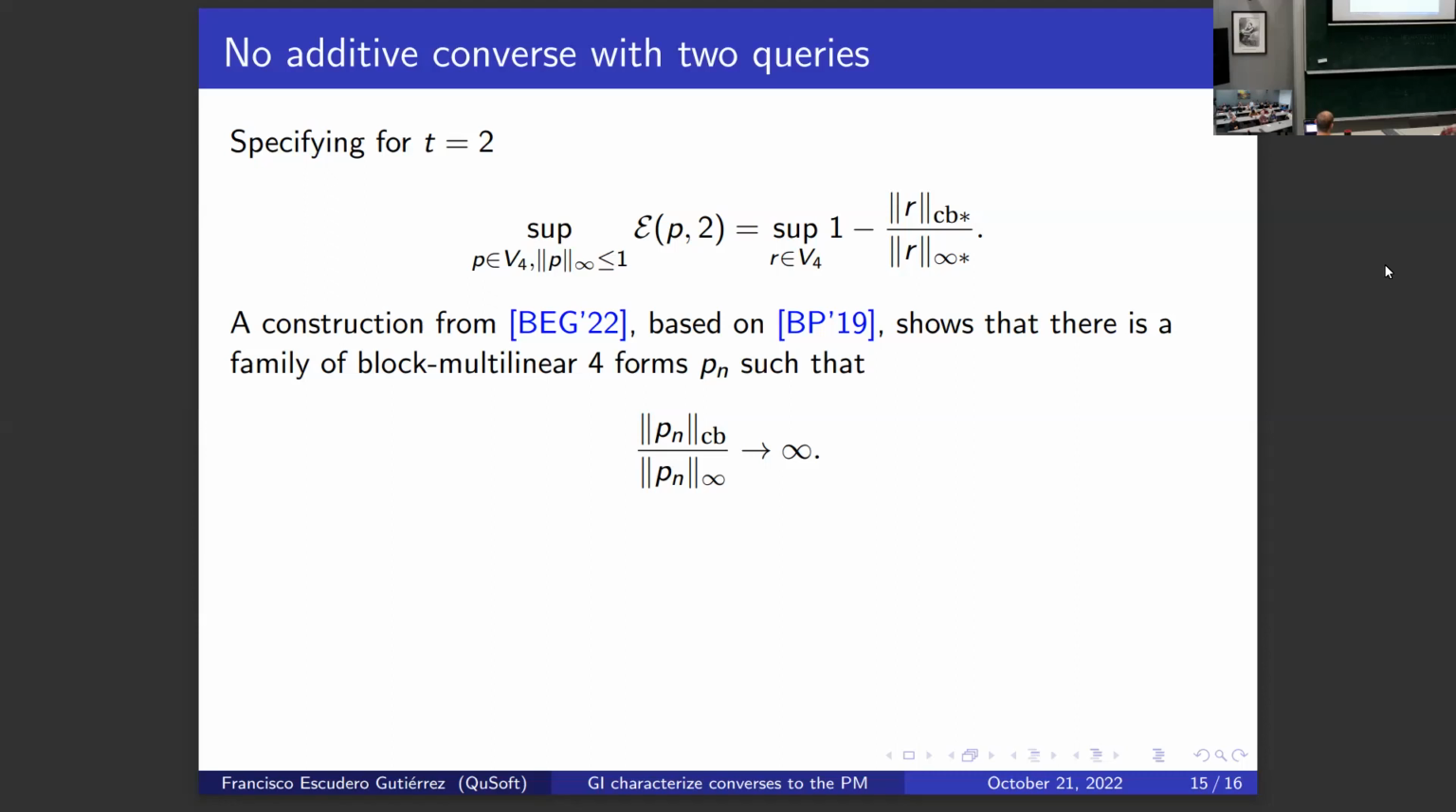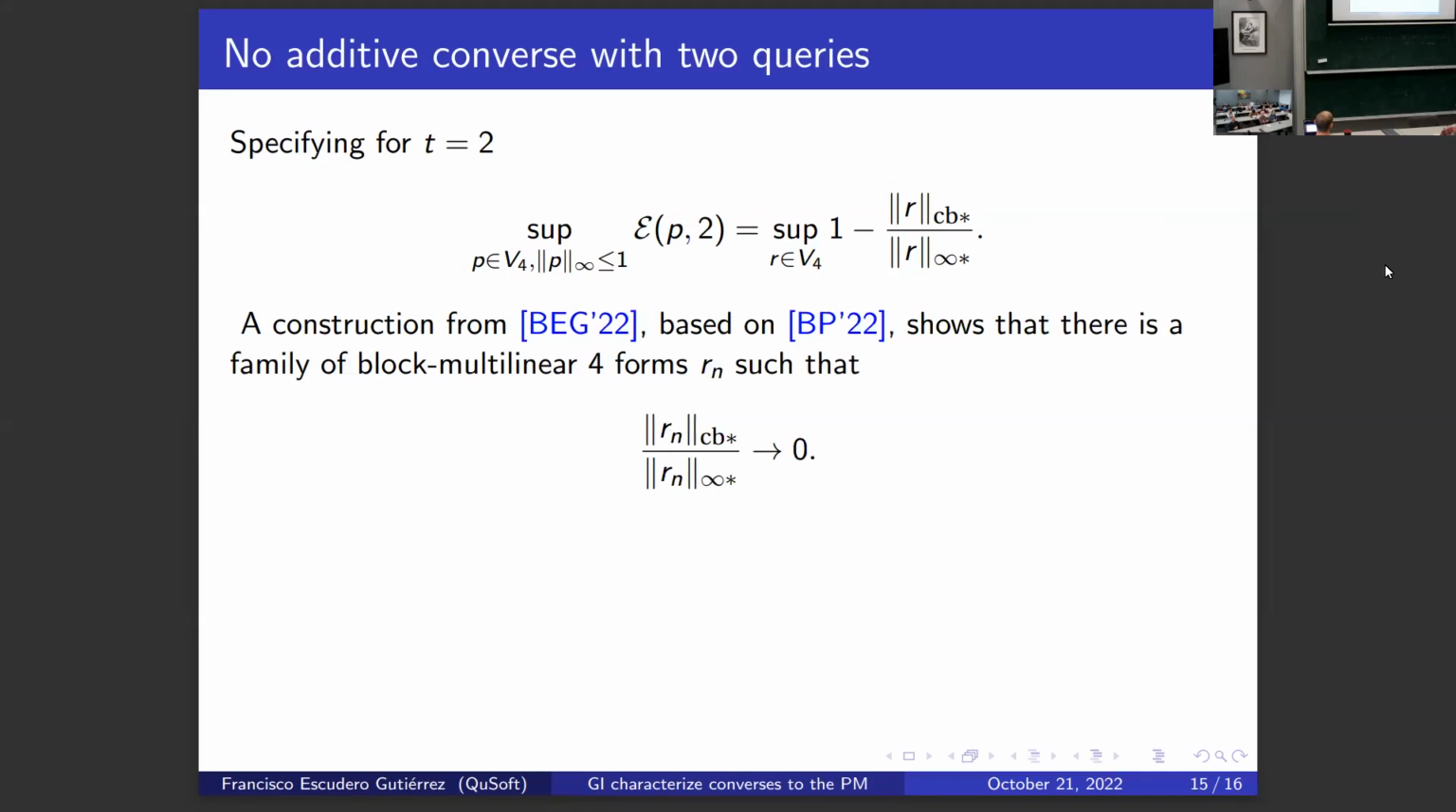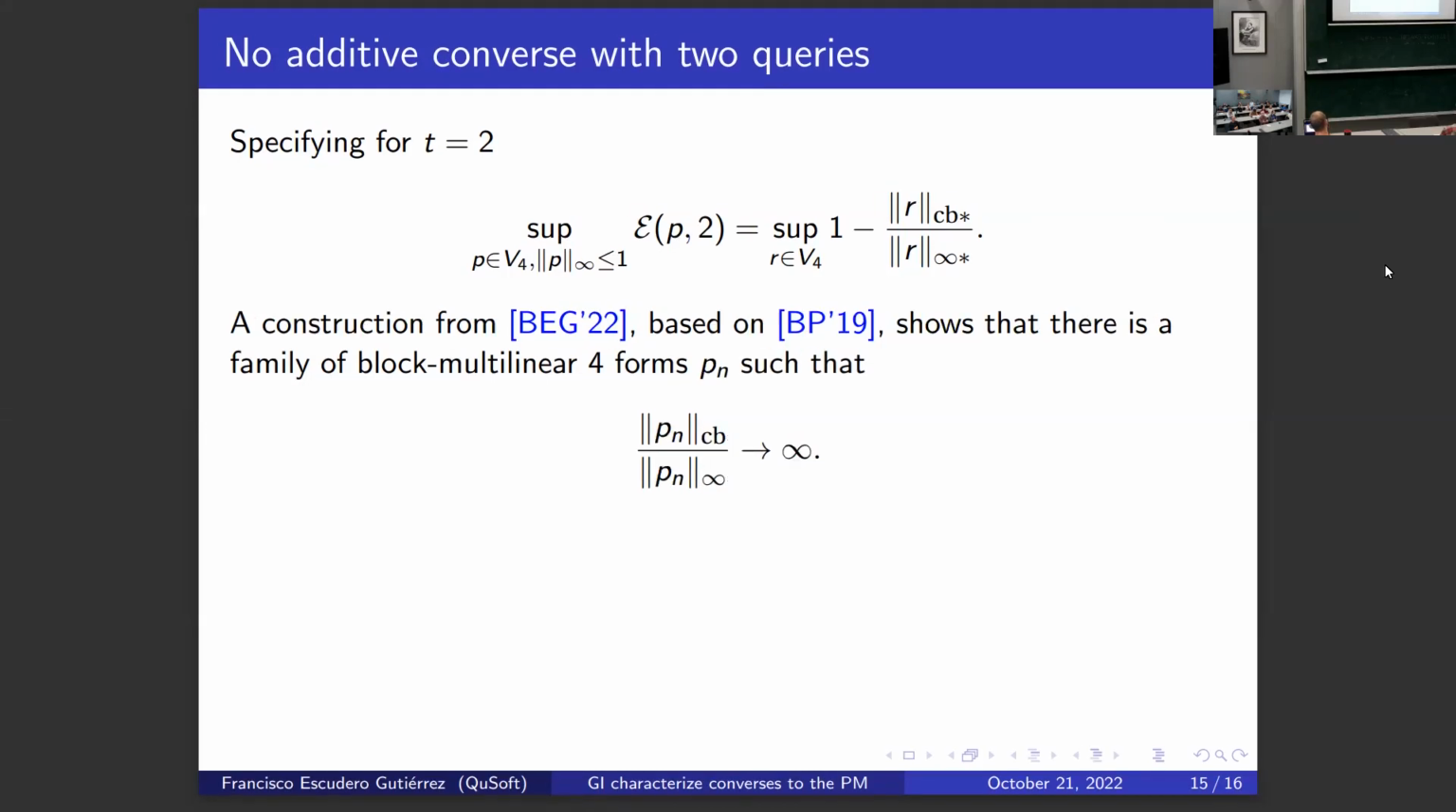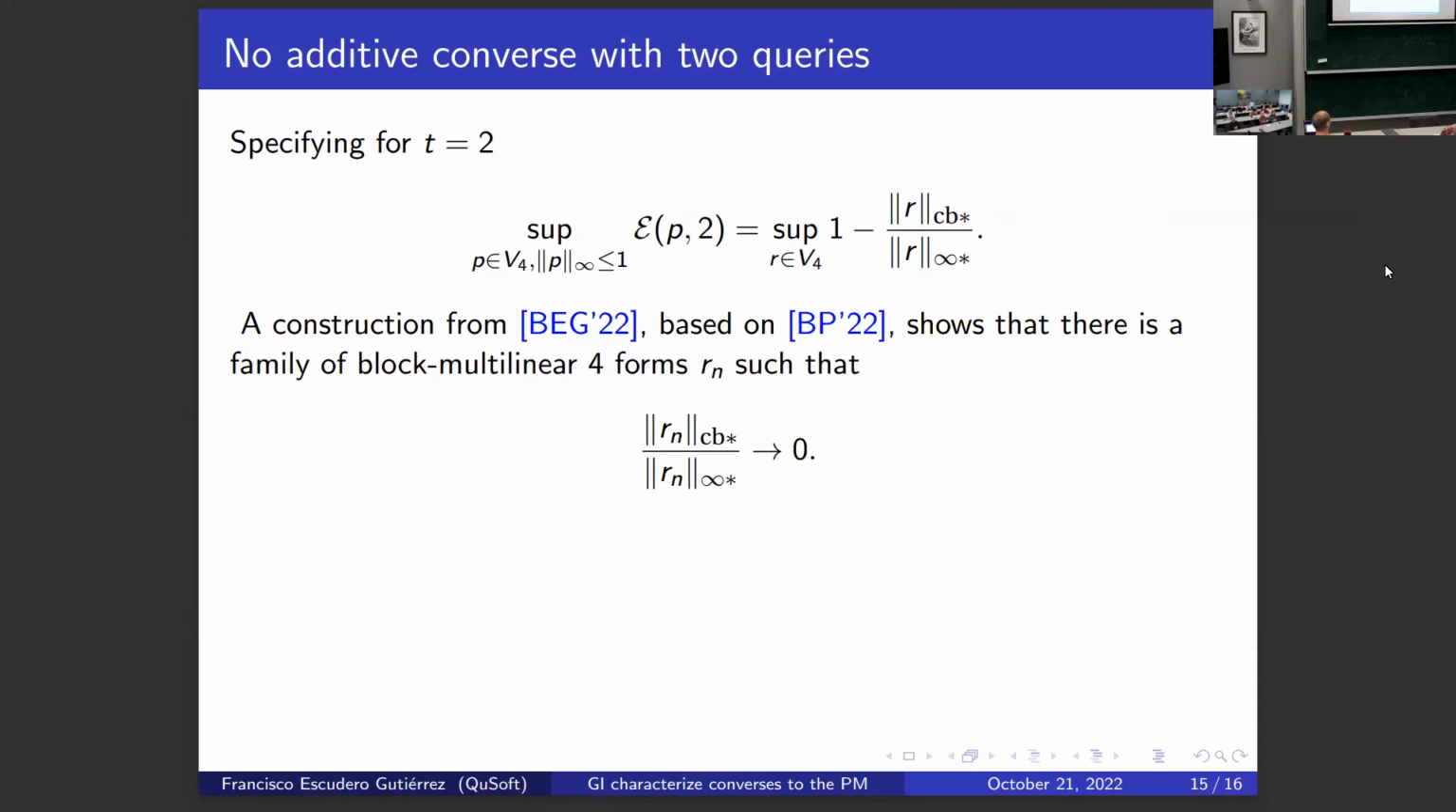This can be regarded as a consequence of a work of Briet and me that appeared earlier this year, that is based on a work of Briet and Paraforos, where they showed a counterexample to the trilinear Grothendieck inequality. So we have this, and again, we want the dual version, but that is nothing else than saying that if these norms go to infinity, the dual norms are going to go to 0. And this is exactly what we have here.